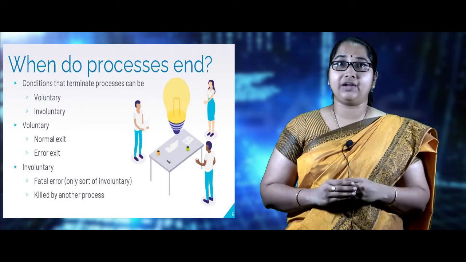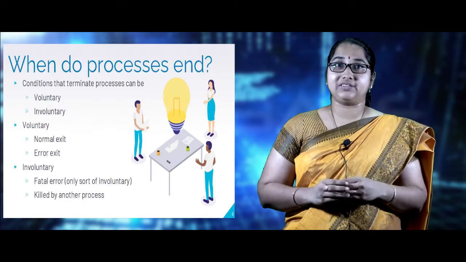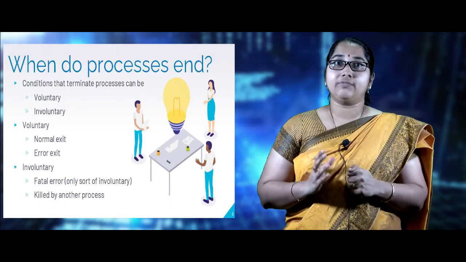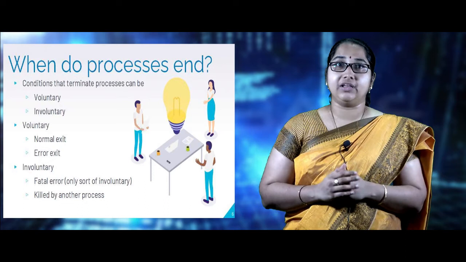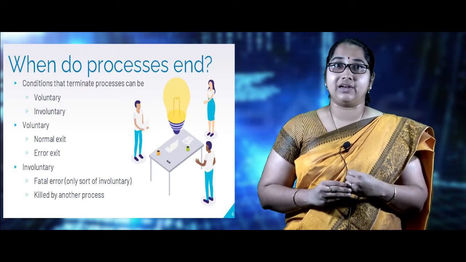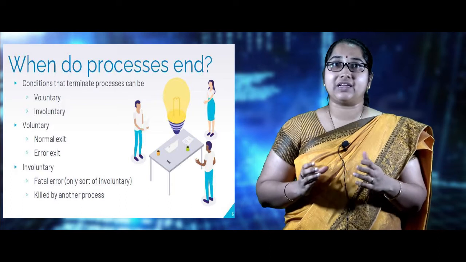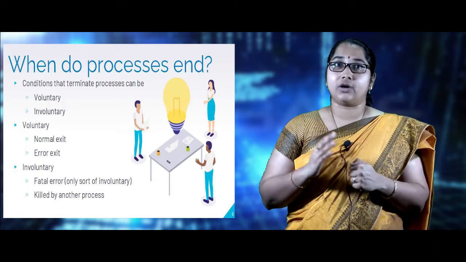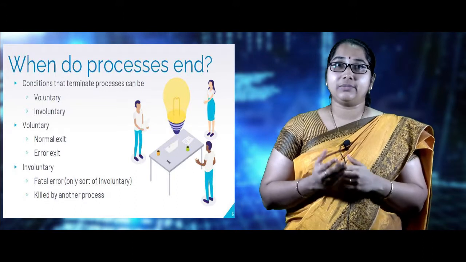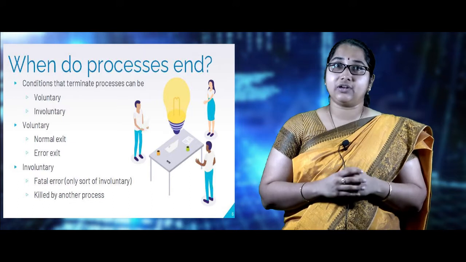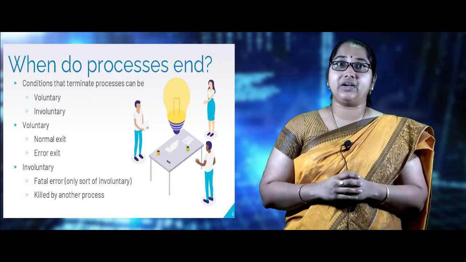As far as involuntary termination is concerned, it means that the process is terminated involuntarily, or without its knowledge, or forcefully. In this case, there can be two types. First one is fatal error. That is, whenever a process is taking place and a fatal error occurs, then the process is terminated involuntarily. Similarly, in case the process is killed by another process, then also this process is terminated involuntarily.